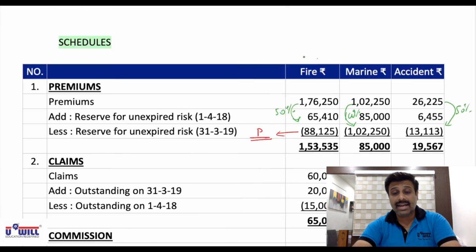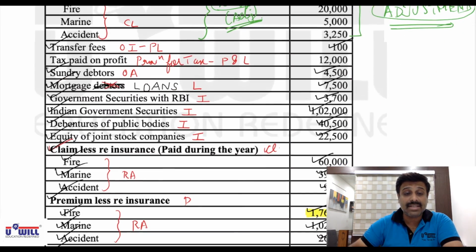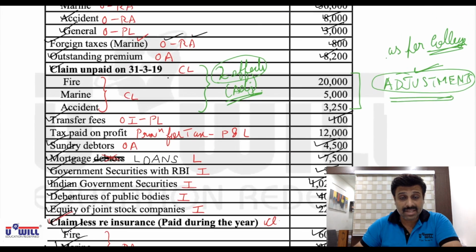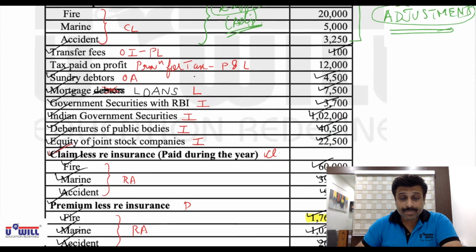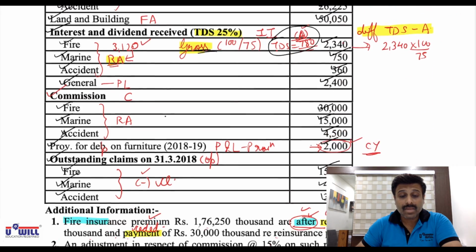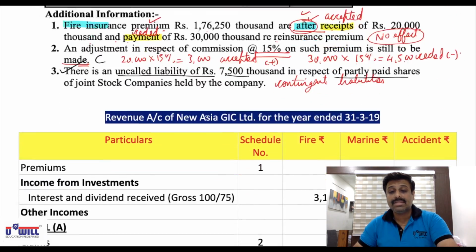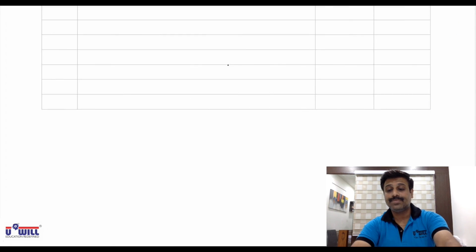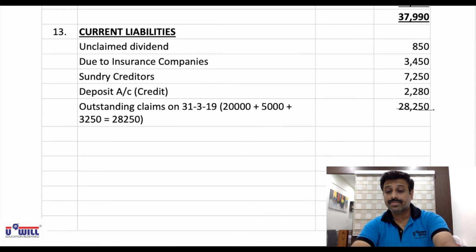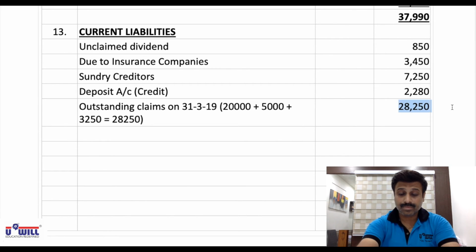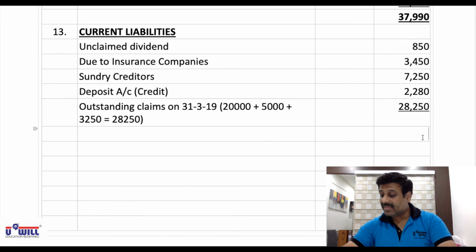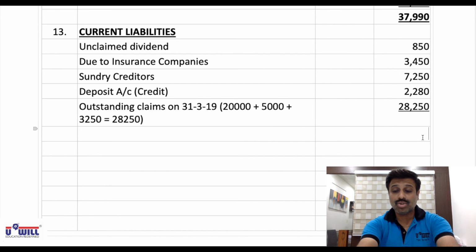Now after that, any other item marked as CL, that is current liability. Check it, everyone. After the claims unpaid, CL. Okay, no other items are marked as current liabilities. So we can do the total of current liabilities now. Do it, everyone. 850 plus 3450 plus 7250 plus 2280 plus 28250. That comes to 42080.